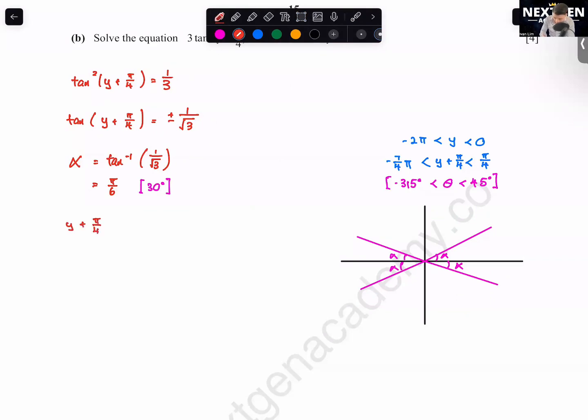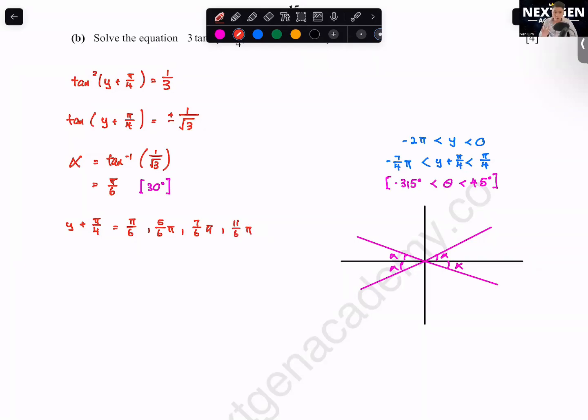Y plus pi over 4. Based on ASTC, what's my answer? I got alpha, which is pi over 6. Second one is what? So pi minus pi over 6, 5 over 6 pi. The second quadrant. Third quadrant, 7 over 6 pi. Then fourth quadrant, 2 pi minus pi over 6. You get 11 over 6 pi.